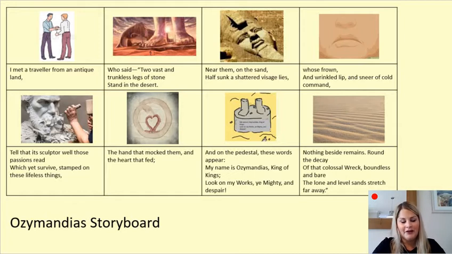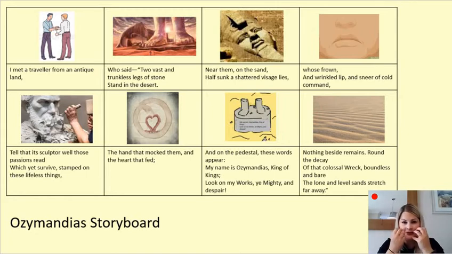So the poem starts off by saying this guy met a traveller from an antique land, so from an ancient place. He met another guy, and the guy told him about these legs and face that were in the middle of the desert. So trunkless just means they're not attached to a body, it's just a pair of legs. And visage is just another word for face. So there's these legs in the middle of nowhere and half a face on the floor, all shattered.